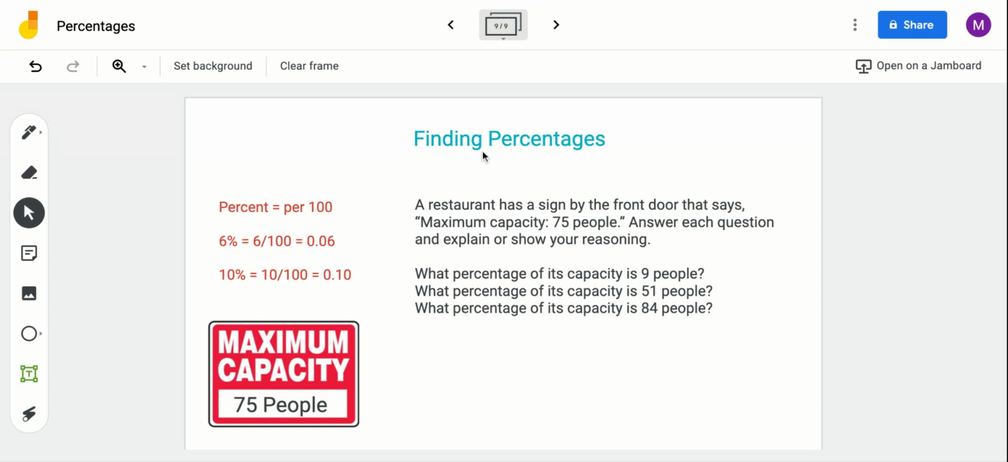So in our sample problem, it says a restaurant has a sign by the front door that says maximum capacity 75 people. Answer each question and explain or show your reasoning. What percentage of its capacity is 9 people? So 9 out of 75 people, what percent is that? So we want to know 9 75ths.